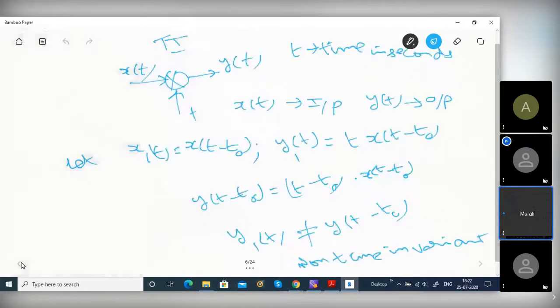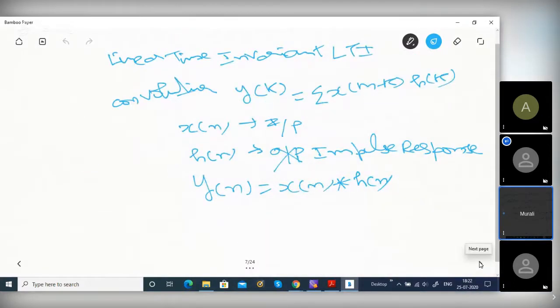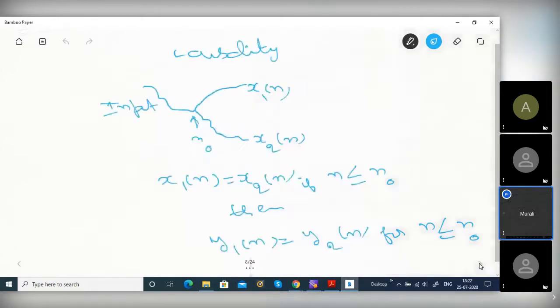So we have seen time invariant and linear time invariant systems, and convolution. How to implement a filter we have seen: we flip the impulse response and slide it along the signal. That is how we implement it. So we have seen linear time invariant systems. Then there is something called causality. Do you know what a causal signal is, and why it is important?